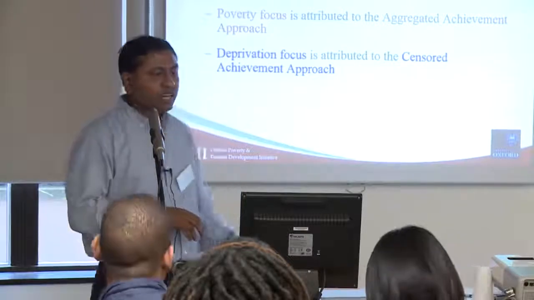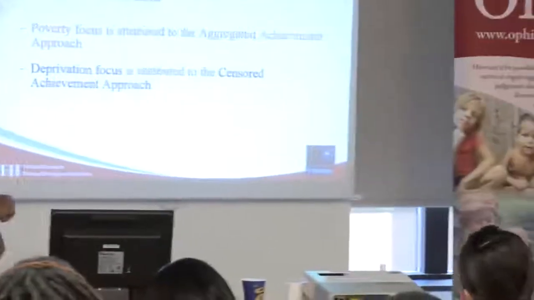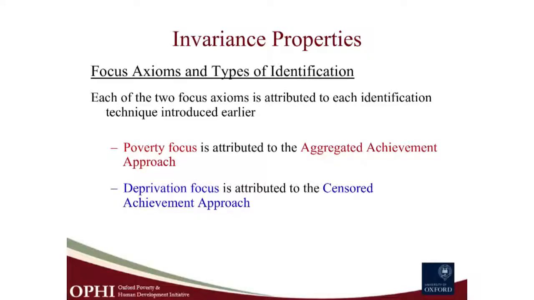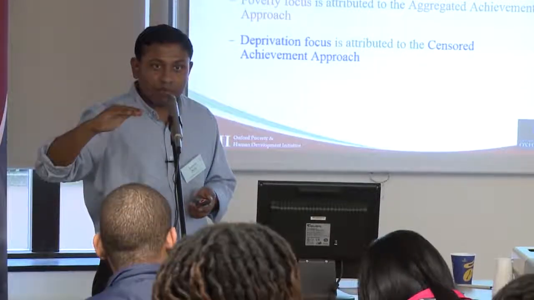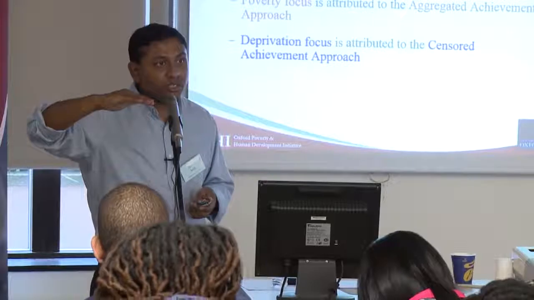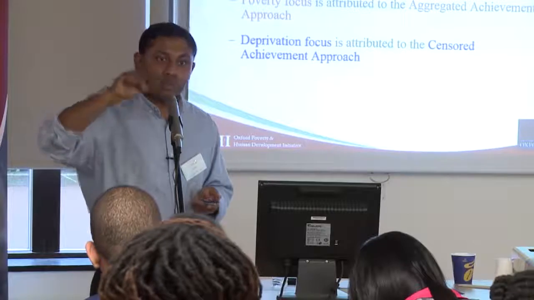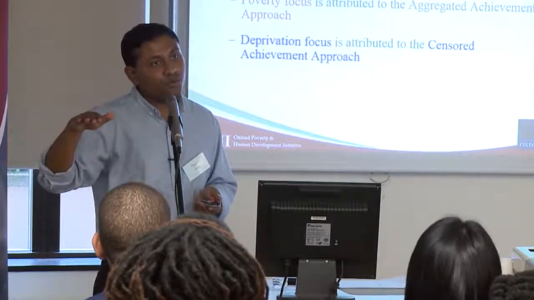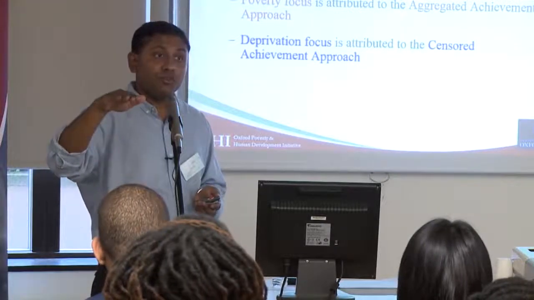So these focus properties, it can be seen that the poverty focus property is attributed more to the aggregate achievement approach, whereas deprivation focus is attributed to the censored achievement approach. And you understand why, right? Because the censored achievement approach involves censoring the deprivations. As a result, when you censor the deprivations, it is not possible to see changes in the censored deprivations. So the deprivation focus property is more attributed to the censored achievement approach, and the poverty focus is more attributed to the aggregate achievement approach.